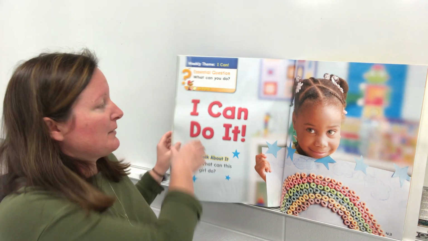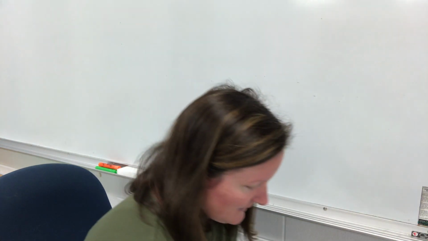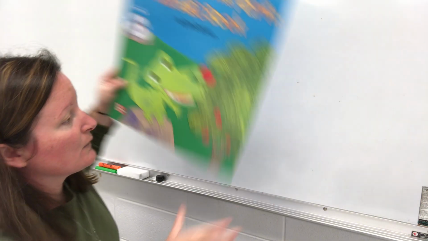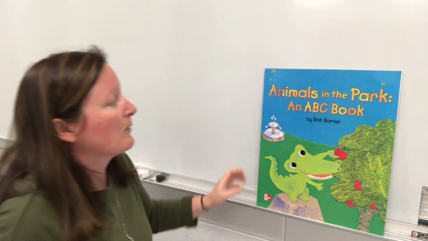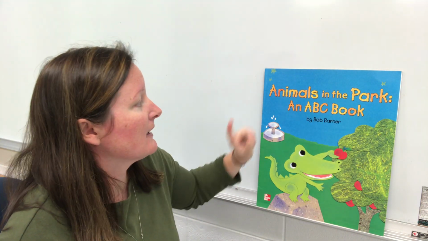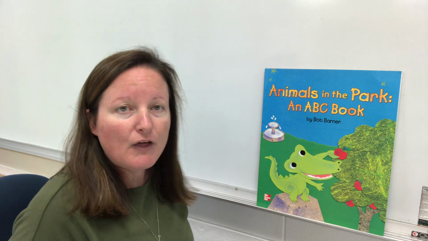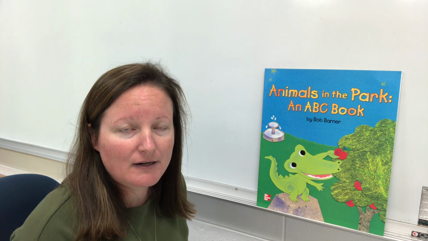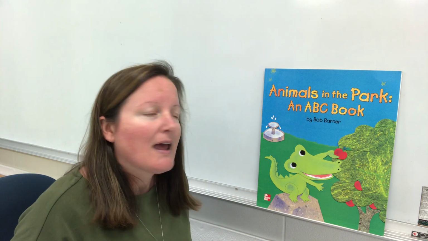All right, I want to put this down. And we are going to read our Animals in the Park, an ABC book. The author is Bob Barner. Remember, he is also the illustrator. So the author is the person who writes the words. Let's say that. The author writes the words. And the illustrator is the person who draws the pictures. So let's say that together. The illustrator draws the pictures.